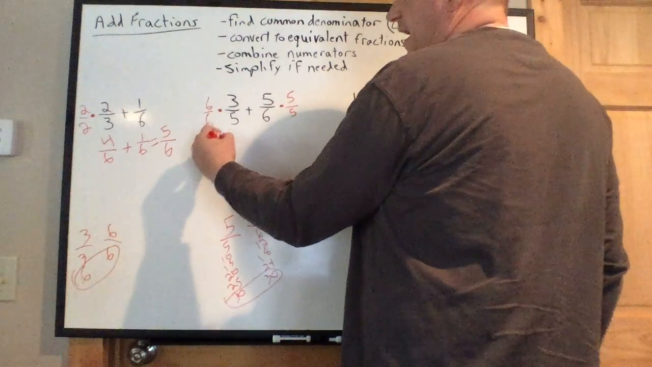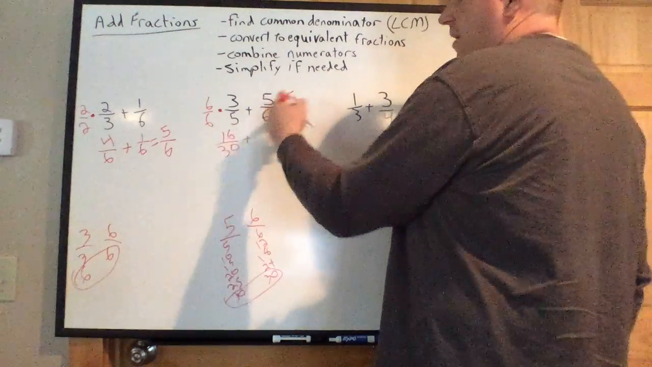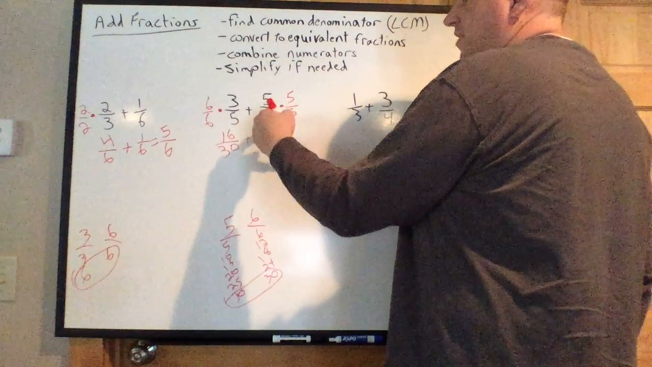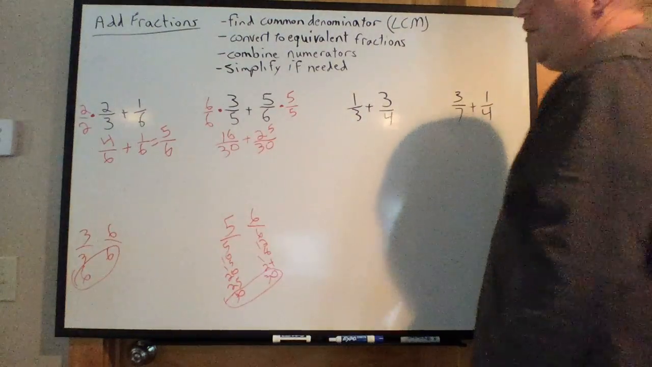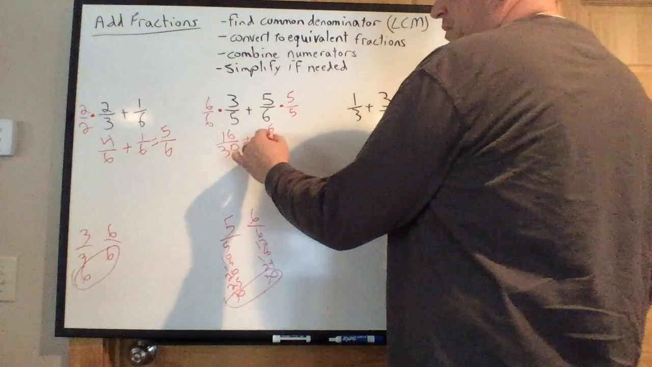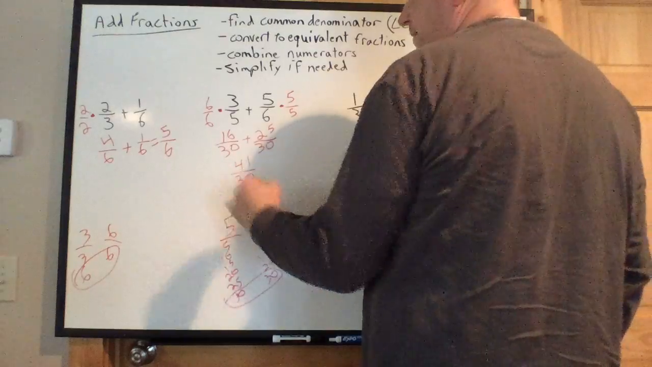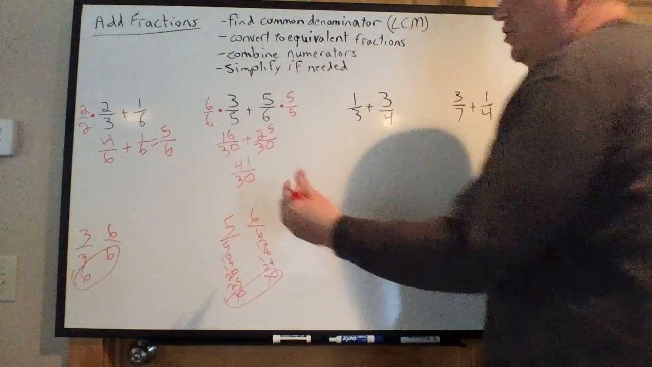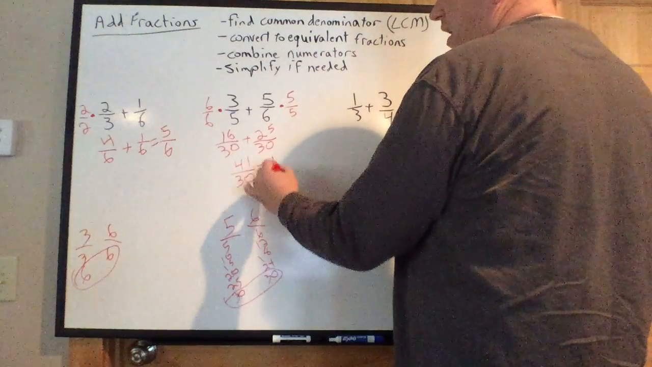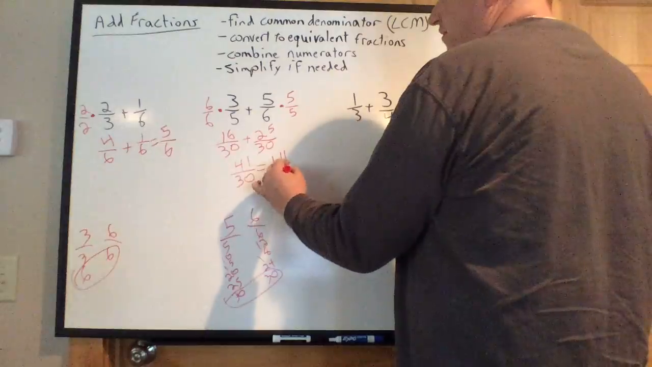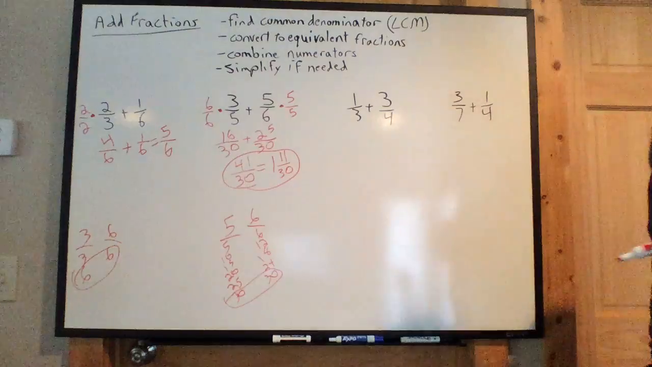6 times 3 is 18. 6 times 5 gives me 30, plus 5 times 5, which is 25, and 6 times 5, which gives me 30. So now again, we talk about combining our numerators. So 18 plus 25 gives me 43 over 30. And that can't be simplified. You could convert it into a mixed number. 30 goes into 43 one full time, and there are 13 left over out of 30. So either of these two answers would typically be an acceptable response.